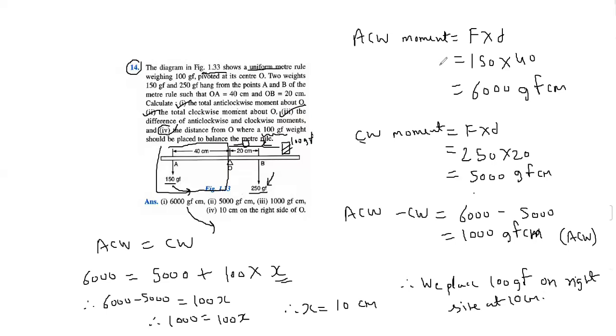Let's check the answer. The first one was 6,000 gram force centimeter. Please look at the unit as well. The second one was 5,000 gram force centimeter, correct. The next one was 1,000 gram force centimeter. That was correct. The last one was 10 centimeter on the right side. Yes, this is also correct. So this is question number 14. Let's go to question number 15 now.